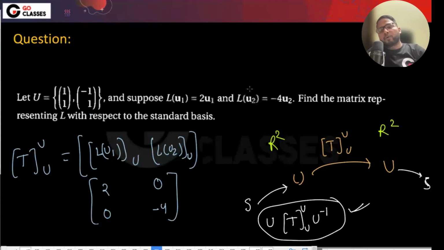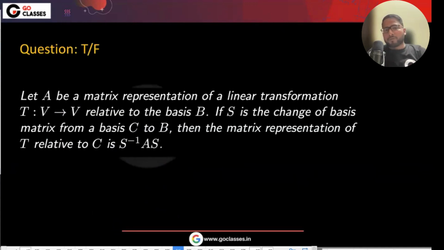Understood? Let me know how many of you have understood and how many have not. Okay, so now I think you are comfortable with how to do the linear transformation and the change of basis. Now let's solve more questions and you will probably be even more comfortable.